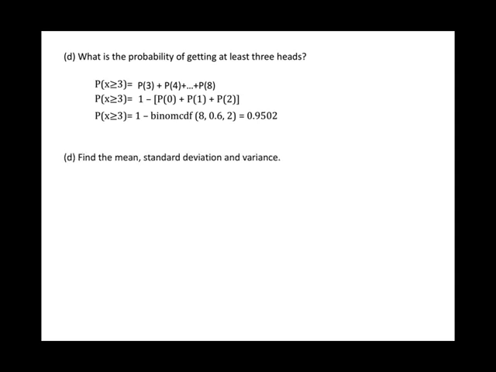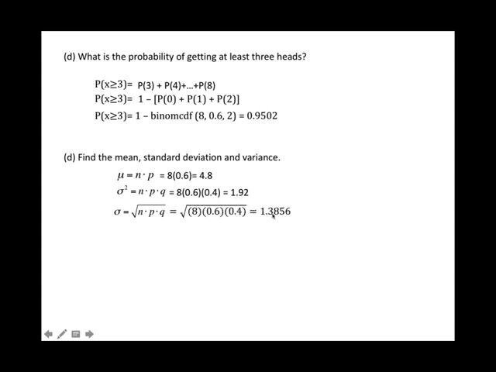Okay, finding the mean, standard deviation, and variance. That will be using the formula. You guys know what n is, right? n equals 8. p, that will be 0.6 here. So plug it in, you get 4.8. So variance, n times p times q, 0.6 and 0.4 here, so 1.92. Standard deviation, you take the square root of this number. It's going to be 1.3856.